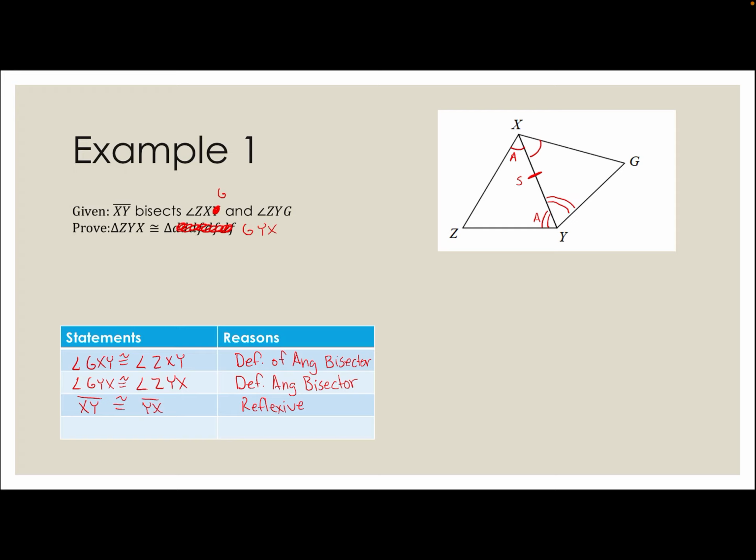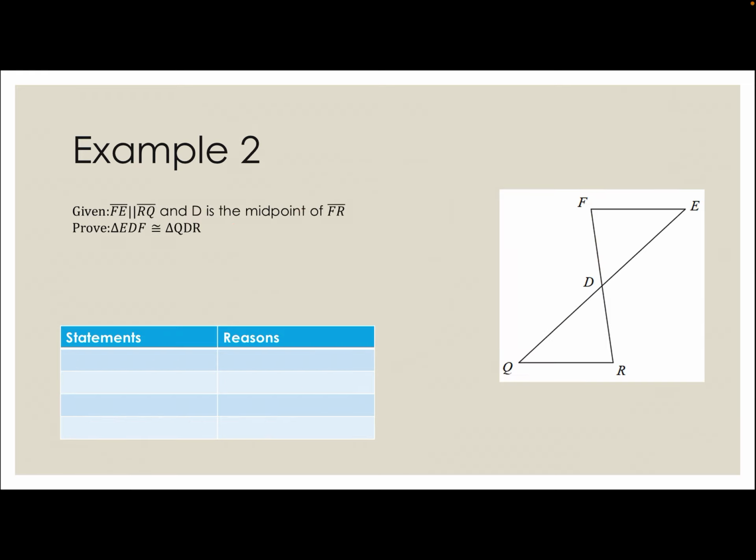So we're going to put our prove statement here. We're going to have triangle ZYX is congruent to triangle GYX, and the reason is angle side angle congruence. So again, we took our given information, used that to label our diagram, and after we labeled our diagram, we wrote the reason based upon our markings, which in this case was an angle, a side, and an angle.